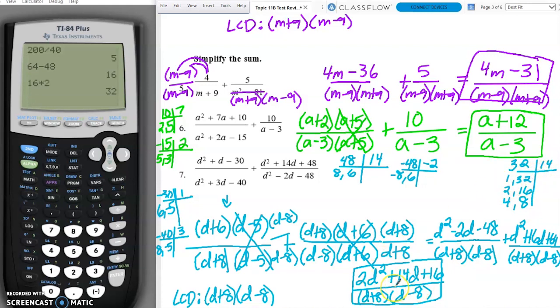And so our final answer is going to be 2d squared plus 14d plus 16 over d plus 8, d minus 8. That is going to conclude part 1 of this video.